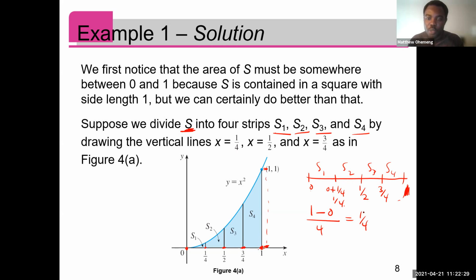We know this piece is always 1 over 4. From here to here is 1 over 4, from here to here is 1 over 4, from here to here is 1 over 4. So if you want the area to appear like a rectangle, then you have to figure out the height. Now, how do we figure out the height?